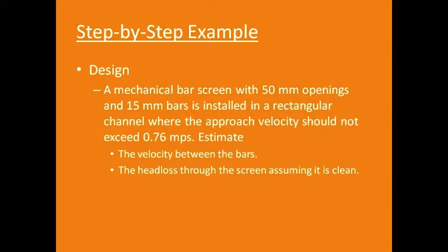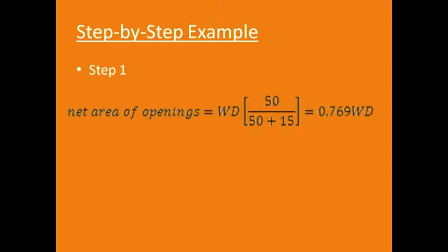If the calculated head loss is higher or lower than the allowable range, then the screen will need to be redesigned for newly sized openings and bars. This mechanical bar screen is designed to have 15 mm openings and 15 mm bars. It is installed in a rectangular channel and the approach velocity cannot exceed 0.76 meters per second as noted by Wiesmann. The first step is to determine the net area of the openings in the bar screen using variables W and D as terms for width and depth. The cross-sectional area is multiplied by a ratio of the opening width and the sum of the opening and bar widths. The resulting net area is 0.769 times the width and the depth.